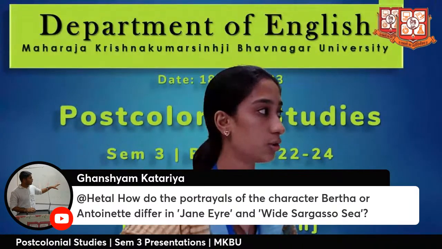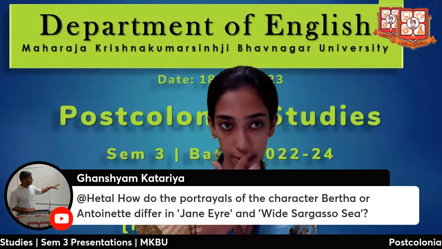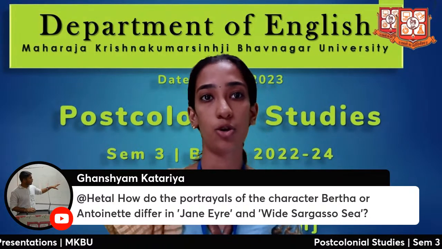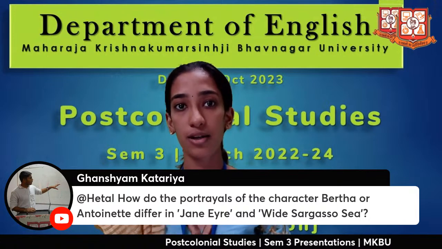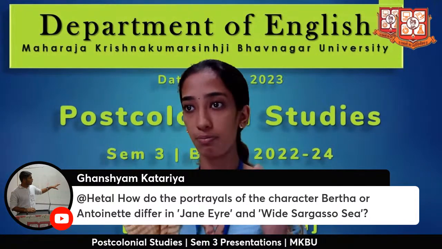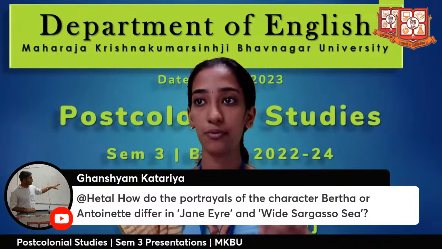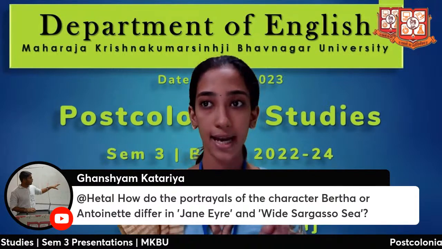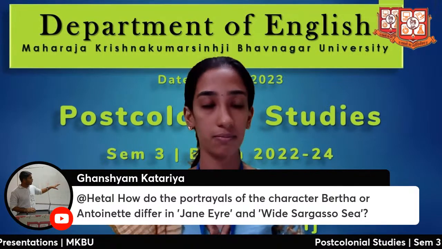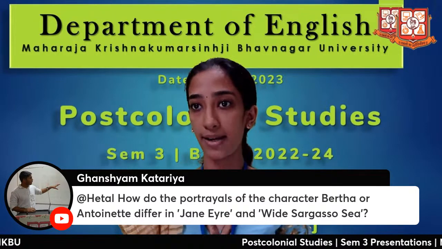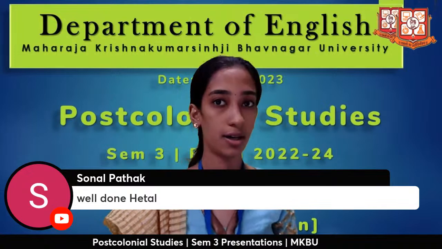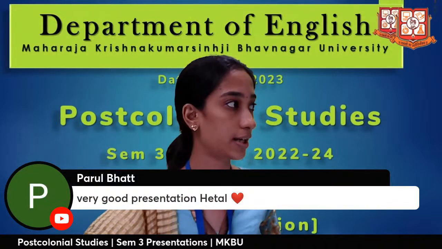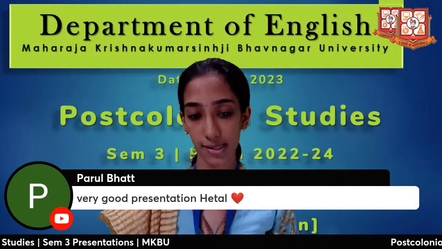While in the novel Jane Eyre, it is about Bertha and Rochester's marriage, and how Mr. Rochester behaved with Bertha, and how she became mad, and her madness can be considered as being in the attic. So that is how we can compare both the texts.